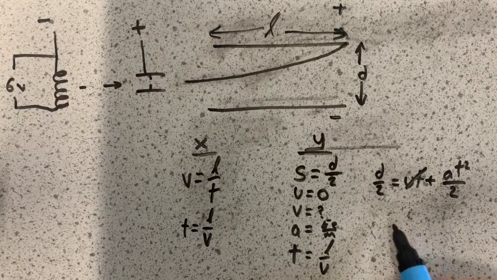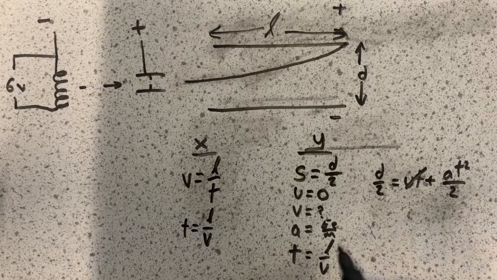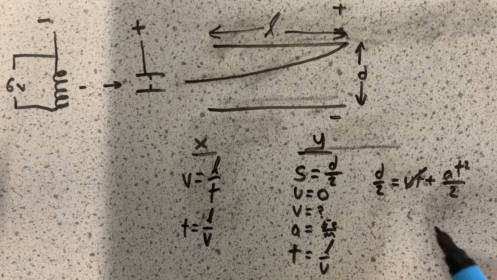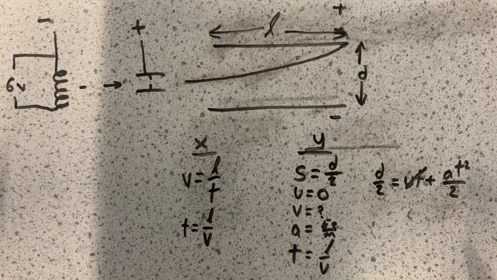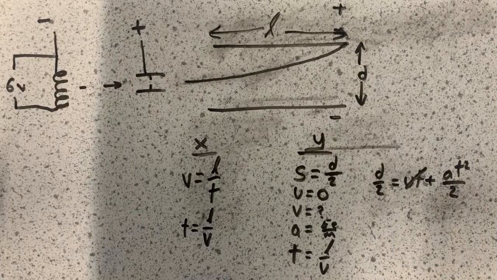I'm not going to do a video of me substituting these things in here and then making e over m the subject. I'm sure you can work that out for yourselves, but this is how you might find the specific charge of an electron from this setup.